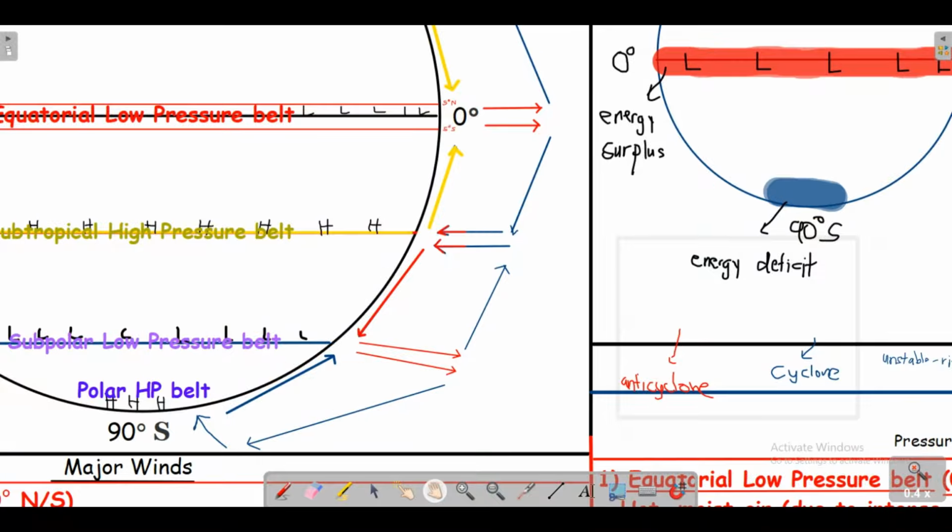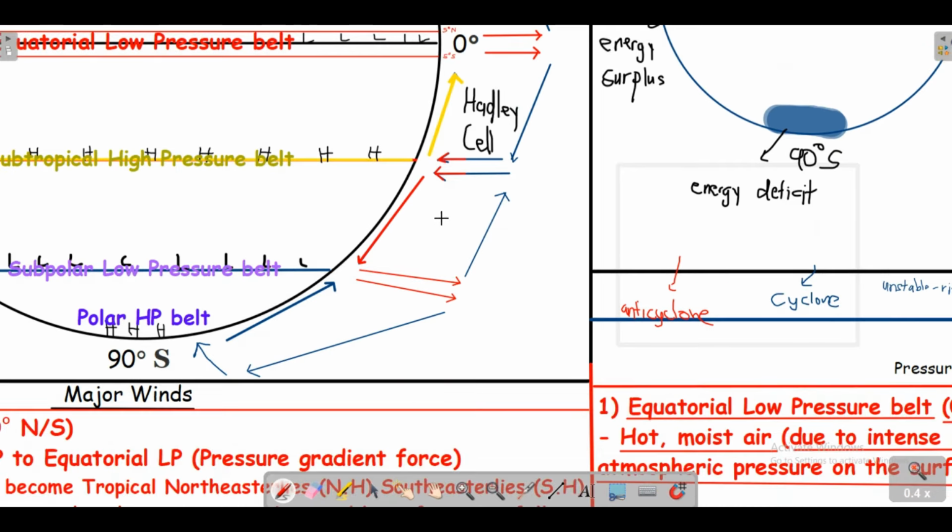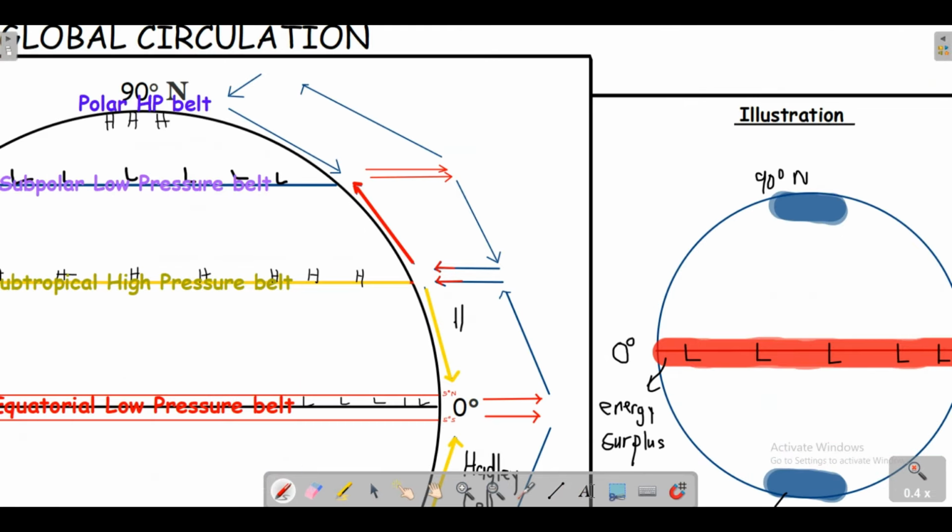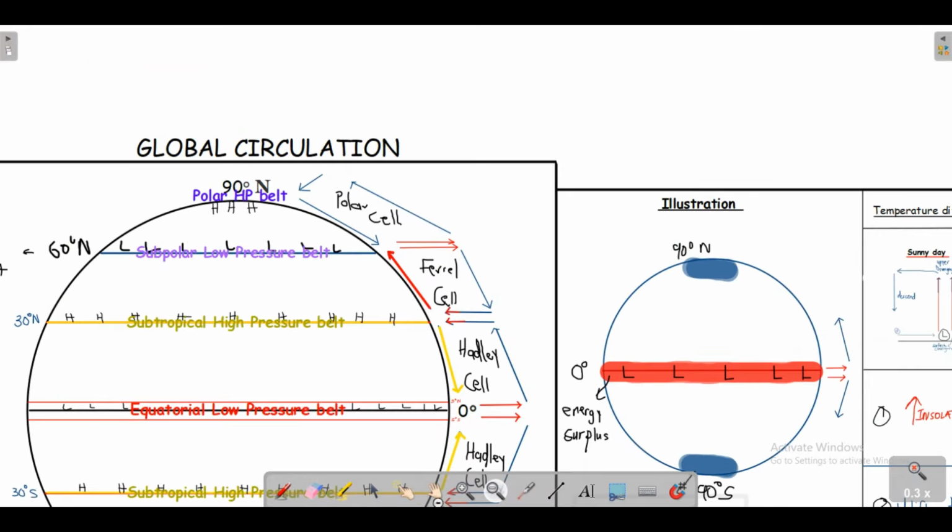Okay, they have names. So this over here, it exists between 0 and 30, so that is the Hadley cell. And then between 30 and 60, that is the Ferrel cell. Between 60 and 90, that's the polar cell. And yeah, we replicate this again. Hadley cell between 0 and 30, Ferrel cell between 30 and 60. I really hope my spelling is correct. So these are the 3 cells you have to know.